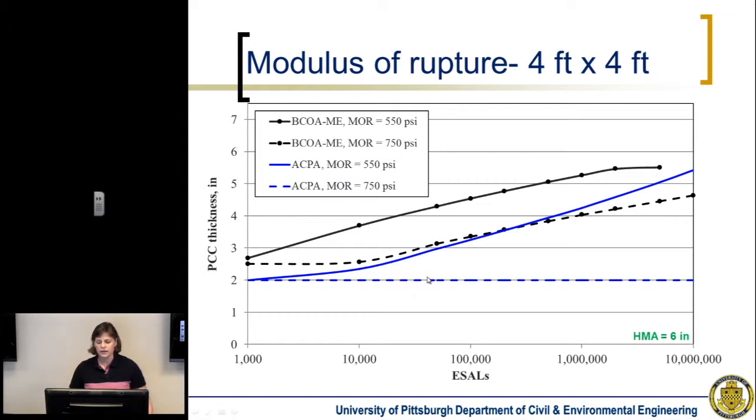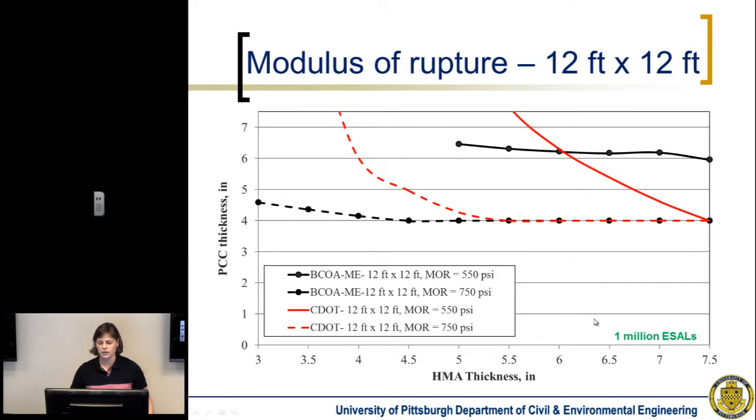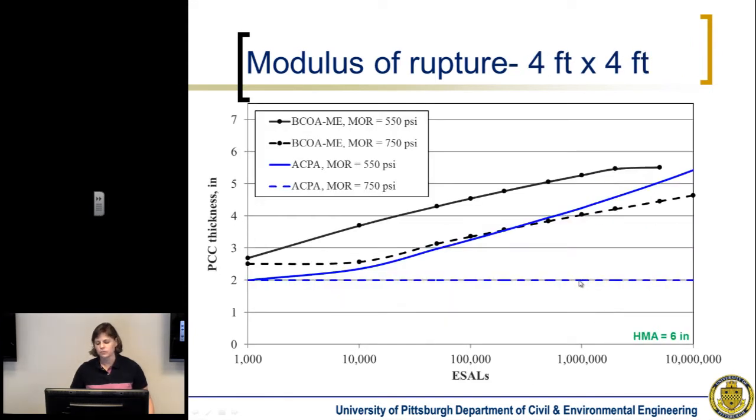So you'll see that we have thickness versus traffic, and again this is a 6-inch asphalt layer that we're placing the overlay on top of. Here, for let's say 1 million ESALs, we need about a 2-inch overlay with the old procedure, and with this procedure at 750 psi we need 4 inches. Then this just increases by 1 inch for the BCOA procedure when you decrease your strength to 550, and by a couple of inches for the ACPA procedure.